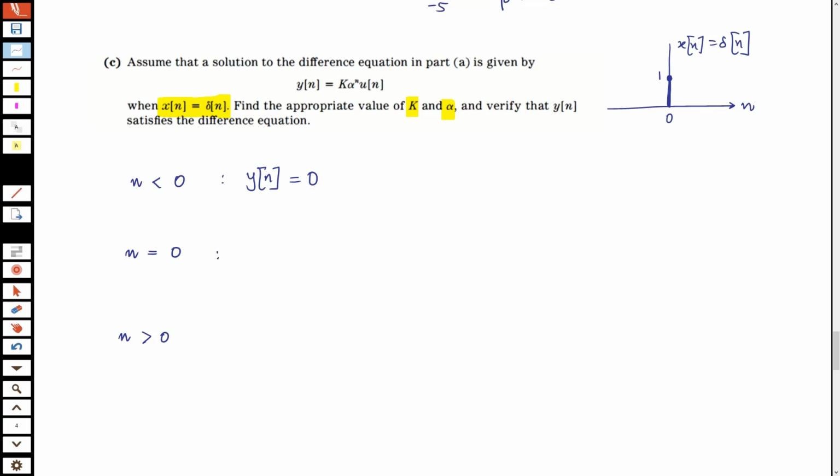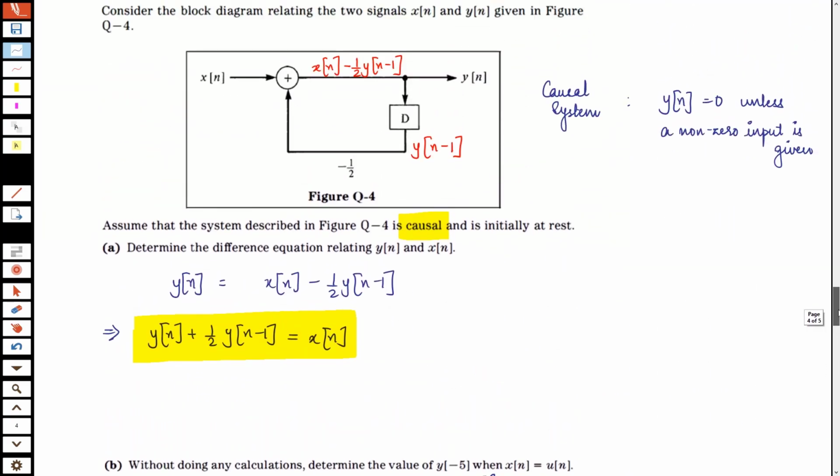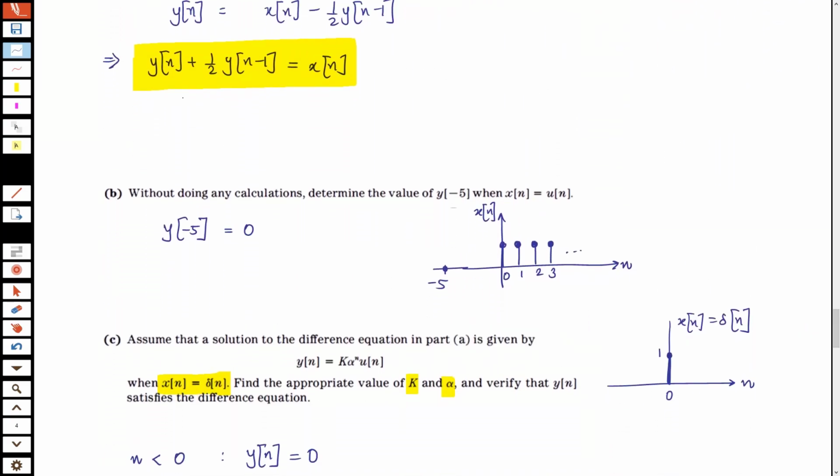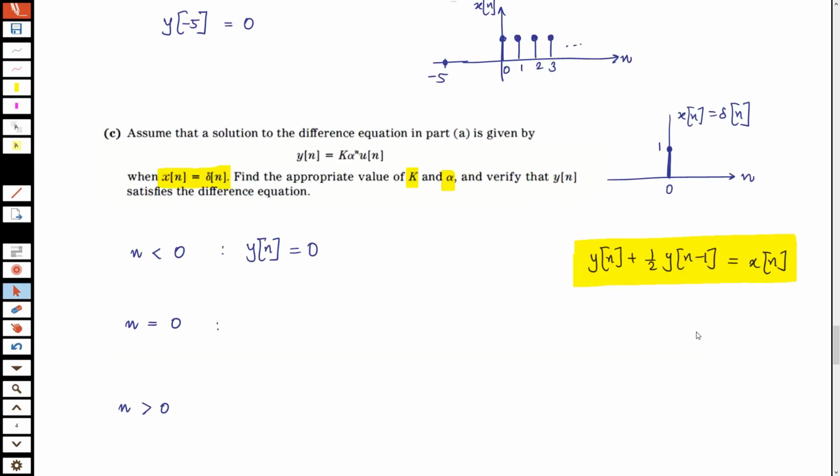At n equal to 0, what do we know? Let us plug in the value. What is the equation? Let us write the equation that we just got in part A. Let us copy it down there. This is the relationship we had. So for n equal to 0, this means y0 plus half of y of minus 1 is equal to xn. And what is xn? Delta n. And at n equal to 0, delta n is equal to 1.